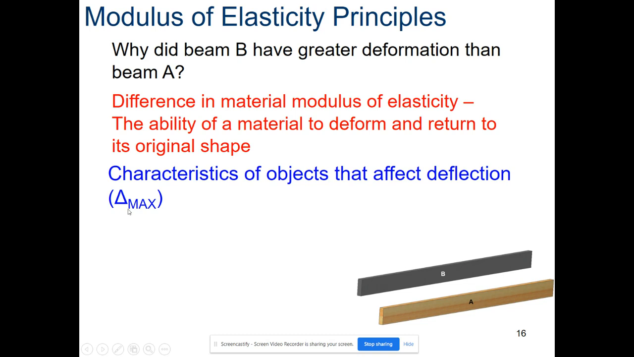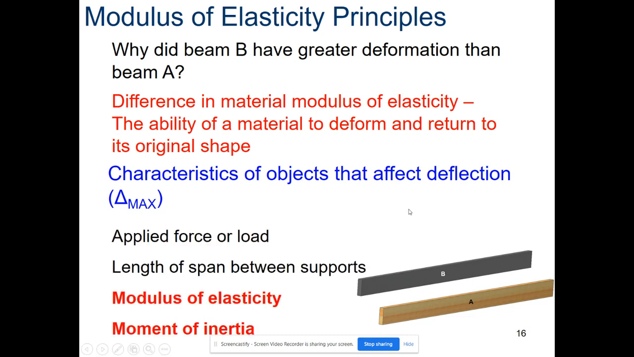The measure we're going to look at is the delta max. And delta max is basically how much deflection we get. So if I'm putting a force on that beam, how much does it bend? How much does it change position as we bend it? We'll have an applied force that we're putting onto it. We're going to have to know the length of the span between supports. So if I'm putting this up between two ends and using it like a bridge, how far is it between those two end points? How far is it from end to end is usually what we're going to look at.